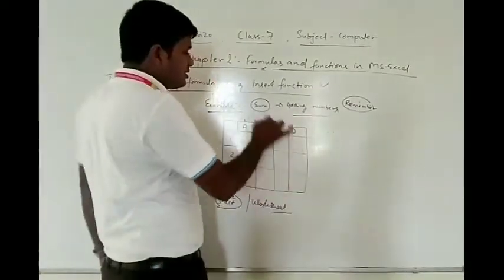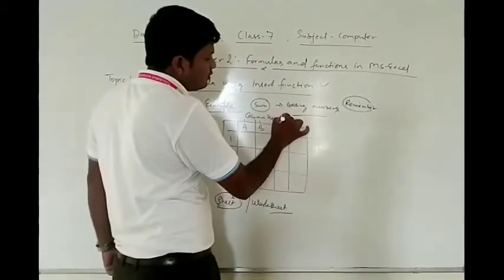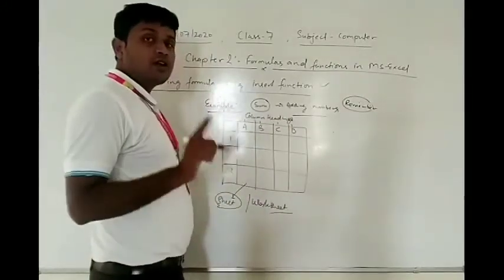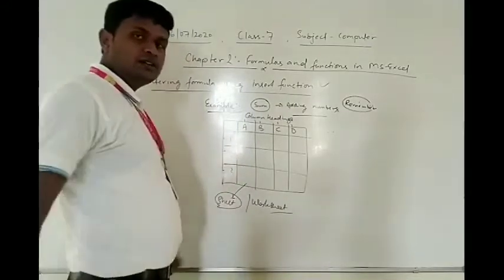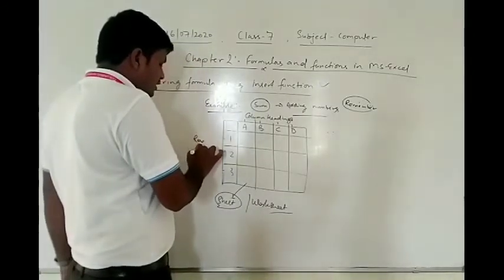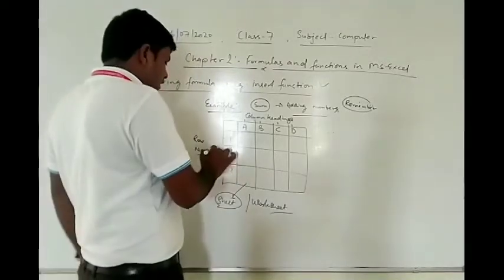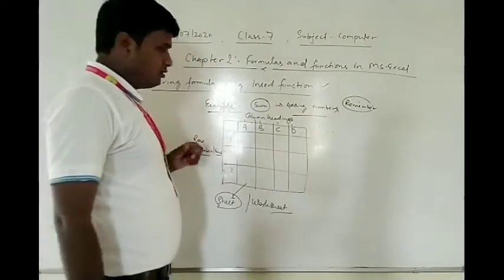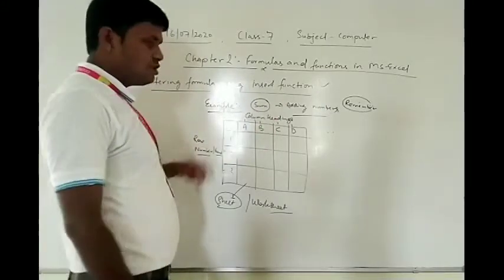Here is A, B, C, D, dot. This is the column headings. And 1, 2, 3, dot. This is the row numbers, or row headings. So you understand, this is the sheet, or worksheet, this is columns, this is rows.